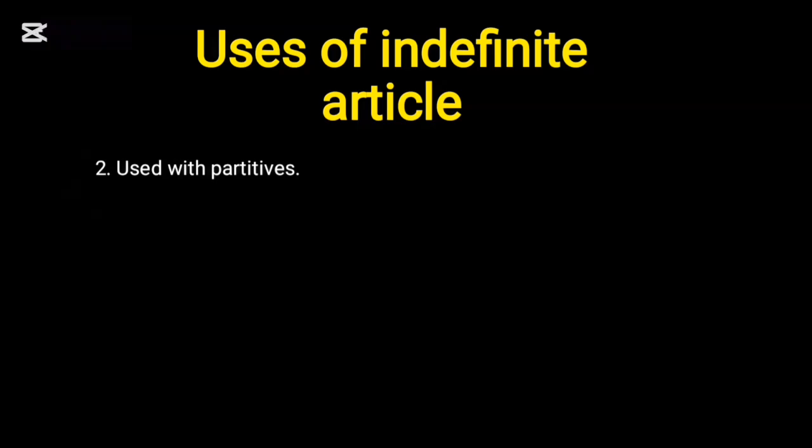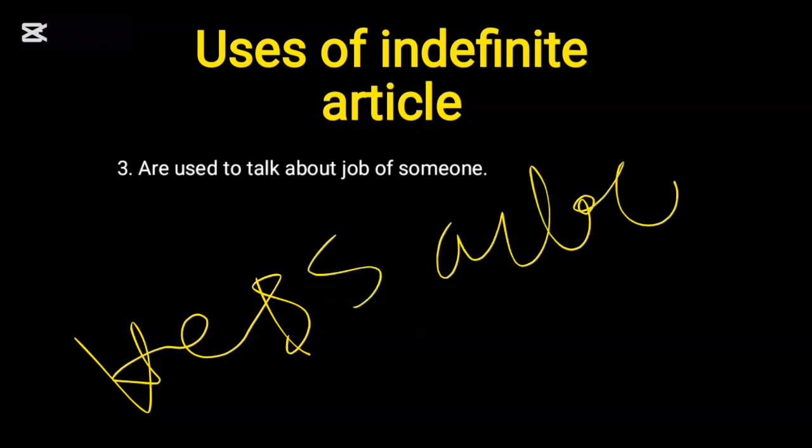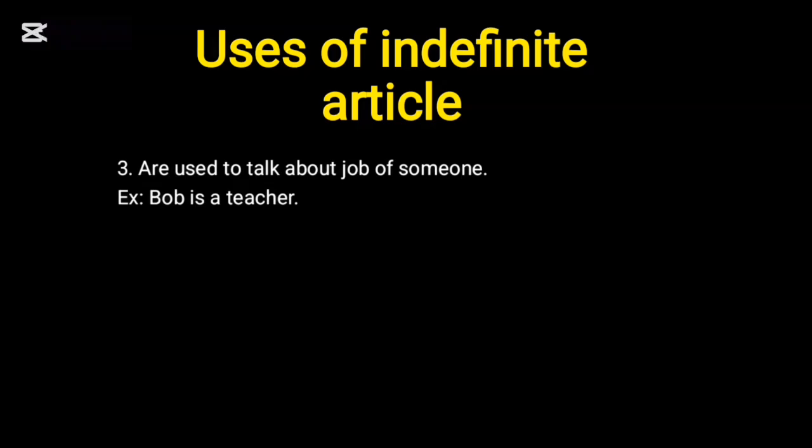It is used with partitives. Partitive means to be part of something. For example, a glass of water. So here we can use the indefinite article. It is used to talk about the job of someone. Whenever we are talking about someone's job, we can use it. For example, I can say he is a doctor. Bob is a teacher. Keep in mind that "a" is used in "a teacher" because it is the job of someone. So that's why we have used the indefinite article.